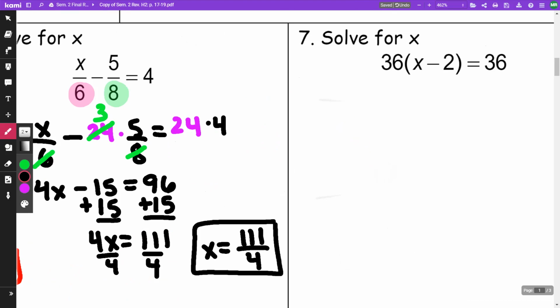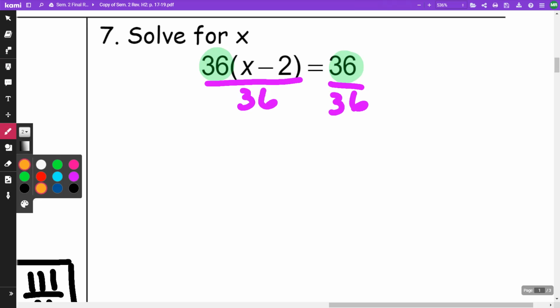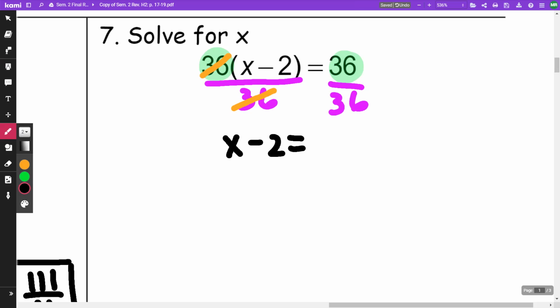On number 7, I could distribute my 36, but I think what I'm going to do is I have a 36 here and a 36 here. I think I'm going to divide both sides by 36. Divide this side by 36, divide this side by 36. When I divide this side by 36, 36 goes into 36 one time, and I'm left with an x minus 2 equals, and 36 over 36 is a 1. I'm going to add 2 to both sides, and I get x is equal to 3.